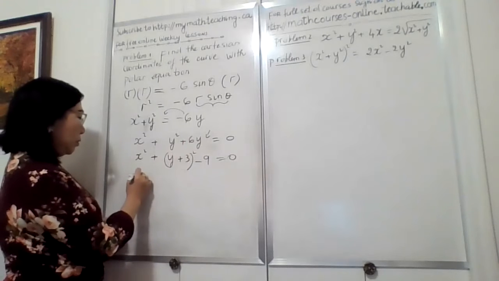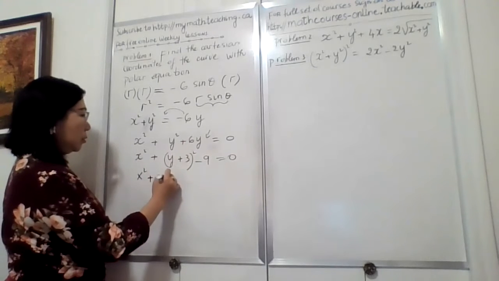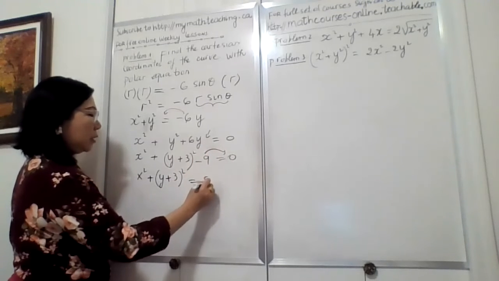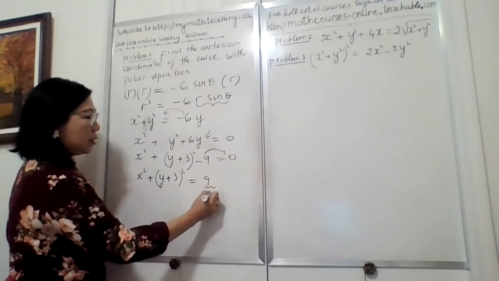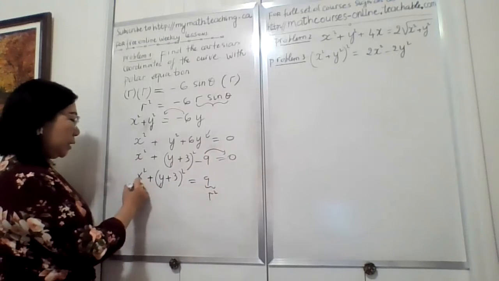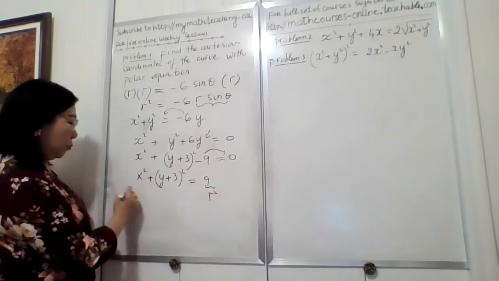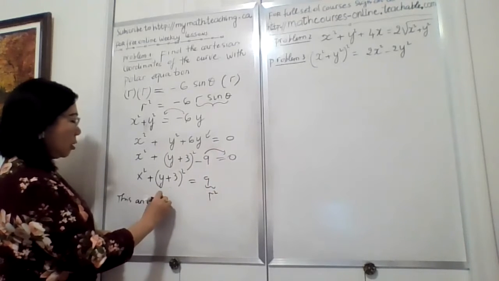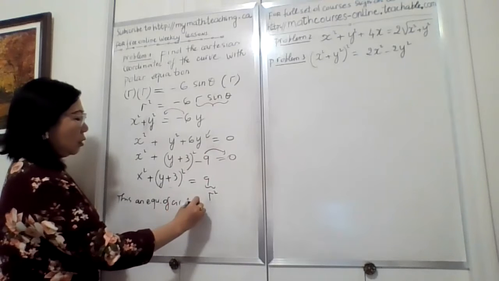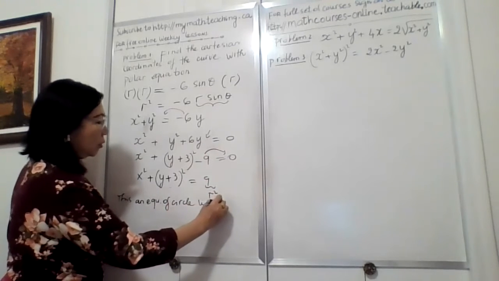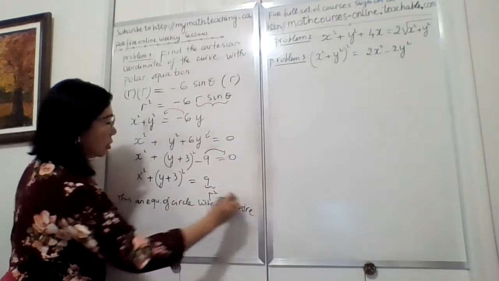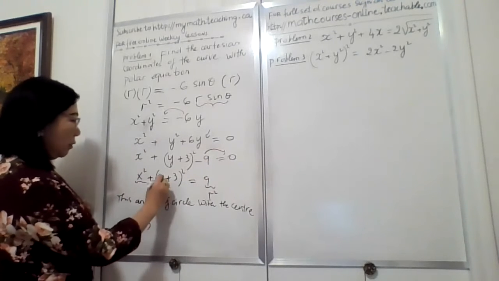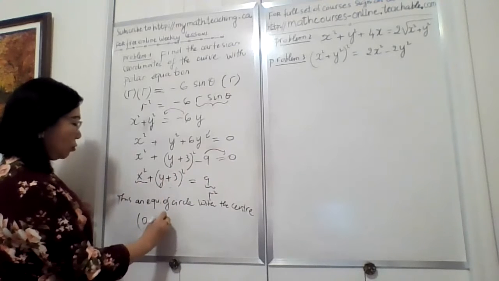So now I will have this equation, something like this, and I'm going to move it over, equals 9. So this 9 here actually is my r squared, and this is the equation of a circle, right? So this is an equation of a circle with the center, what is the center here? The center is, for the x, the center at 0, and for the y, the center at -3.